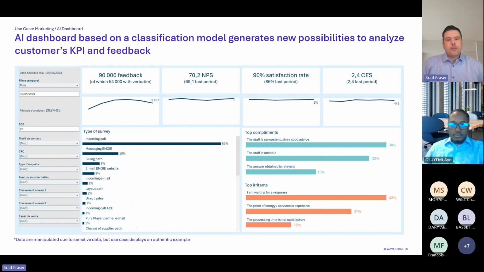When we look a little deeper, the dashboard gives a very good overview of the general KPI numbers, like the amount of feedback, including the verbatim feedback, Net Promoter Score, satisfaction rate, and customer effort score, which represents how easy it was for the customer to get an answer.